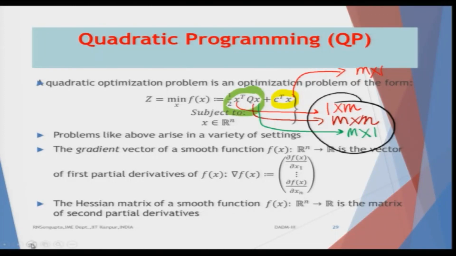So, the size of c transpose technically would be 1 cross m. So, 1 cross m into m cross 1 would be another single value. So, you have basically a quadratic part, because this is a square, and one is the linear part. So, I will give you an example, and I will come to the general solution methodology later on.